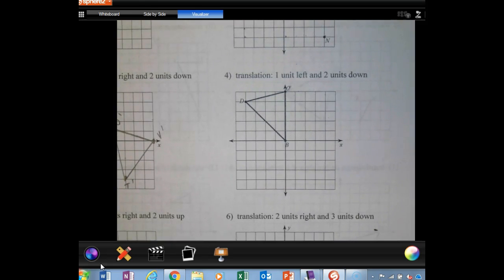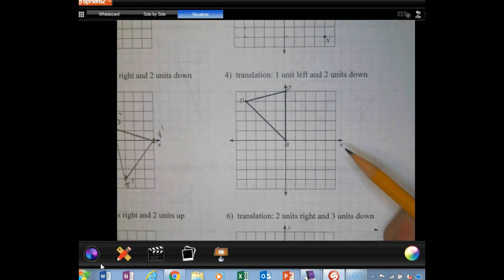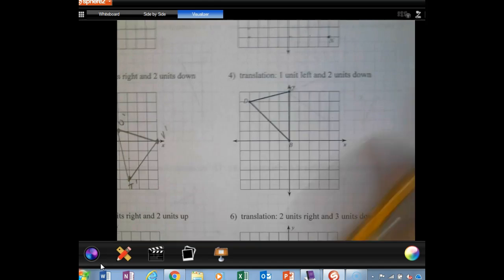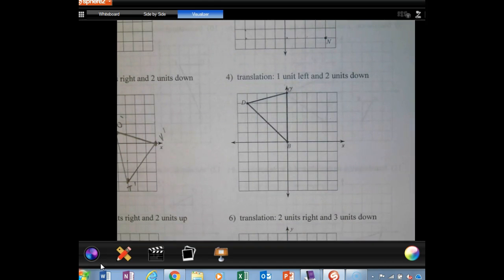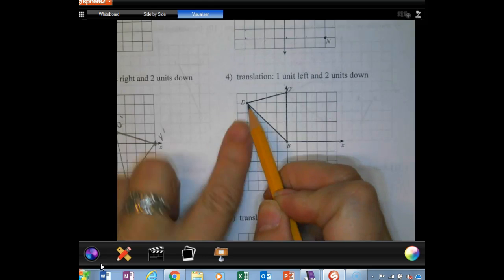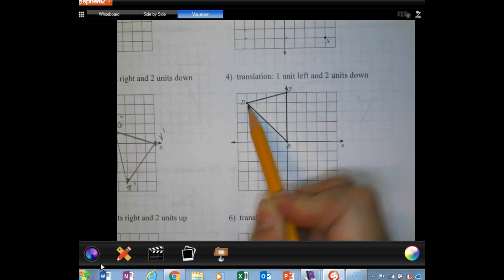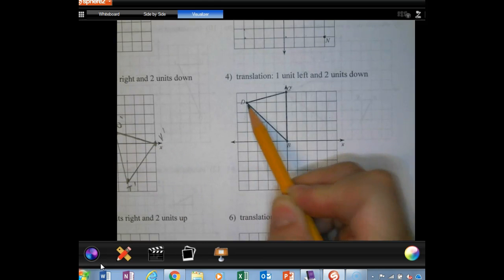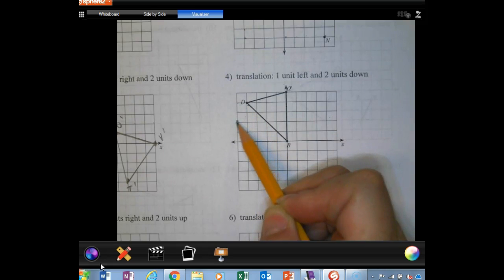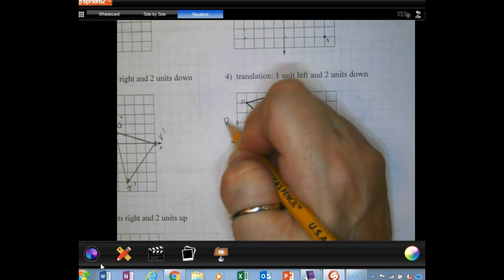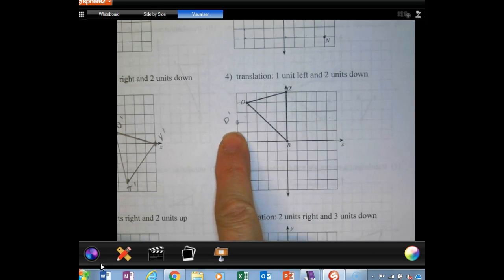All right, so here's the last one that we're going to do together, then you're on your own. These are super easy. Make sure you have your straight edge. We're going to follow the directions, okay? Which one do you want to start with? It looks like C, D, or B? Let's start with D. What am I moving? 1 unit left and 2 units down. So I'm going left 1, down 2. There's my D prime. Make sure you're labeling it.